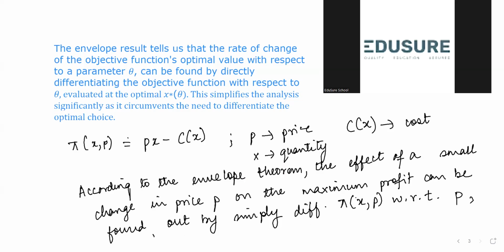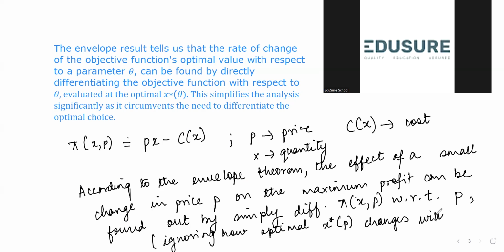So basically, what are we doing? We are basically ignoring how the optimal x star changes with p.